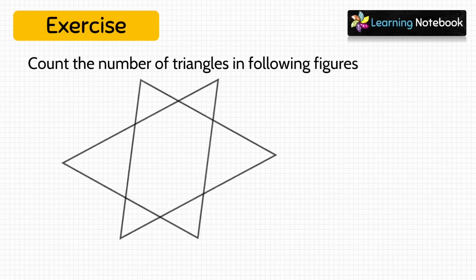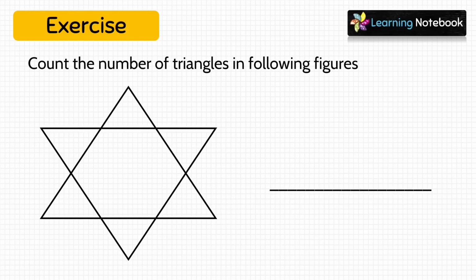Let's see the next question. Count the number of triangles in the following figure. Here we are given with a figure and we have to count the number of triangles. So let's first count the small triangles. 1, 2, 3, 4, 5, 6. So we have 6 small triangles.